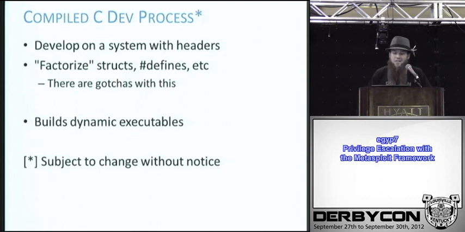Right now, the process is you must develop on a system with C headers. So if you're talking about Linux, you've got to have libc headers. You have to have socket.h and all of that sort of stuff. You have to have unistd.h. And that gives you all of your structs, all of your pound defines, and everything you need to pull the imports from libc on the target. As I said, it builds dynamic executables, so you have to use their libc on the target.